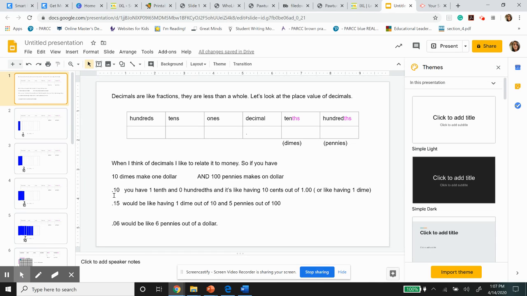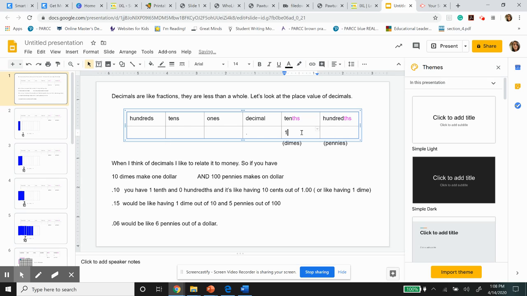So if you have the decimal and then 1 0, you have 1/10, right? And 0 hundredths. So if I were to put that in there and read this, right? 1/10, 0 hundredths. So it's like having 10 cents out of $1. So 1/10.